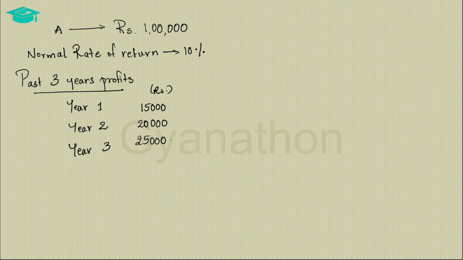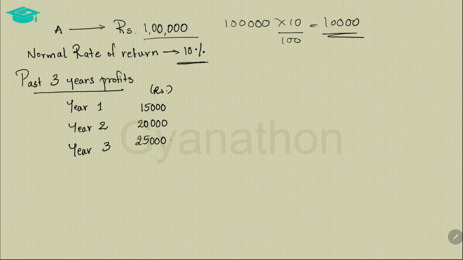Firstly, the normal rate of return is 10% and the capital employed is 1 lakh. So the normal profit is 1 lakh into 10 divided by 100. That is 10,000. This is the normal profit. This means that the firms undergoing the same or similar businesses that Mr. A is also operating in make a normal profit of rupees 10,000 for every lakh that they invest.